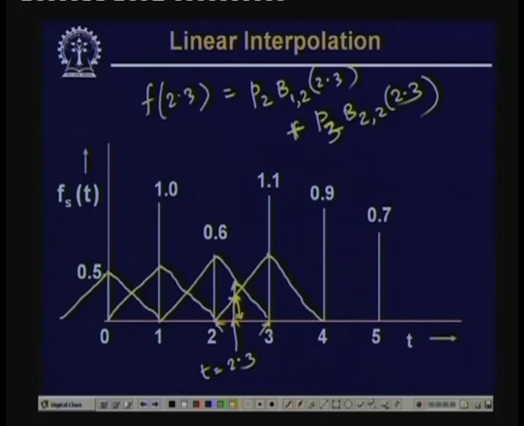So, here you find that the value that we will get will be nothing but p 2 into the value of this function, which in this particular case will be equal to 0.7, plus p 3 into 0.3. So, if I simply replace the value of p 2 which is equal to 0.6 and p 3 which is equal to 1.1, I can find out the value of f t at t equal to 2.3.